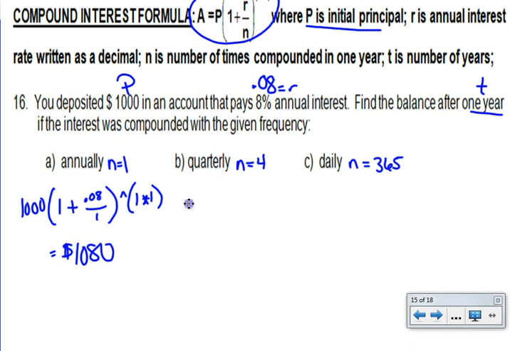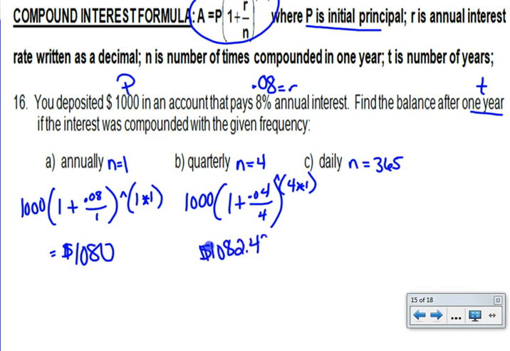Now we're going to do the same thing, but this time our n's are all going to change to 4s. So you could do this by just pulling up your last entry and modifying it. Oops, caret, don't forget the caret. 4 times 1 right here. So this time I get a little different, $1,082.43. I know that doesn't seem like a big difference to you, but if you were investing a lot of money, that would have made a lot of difference.